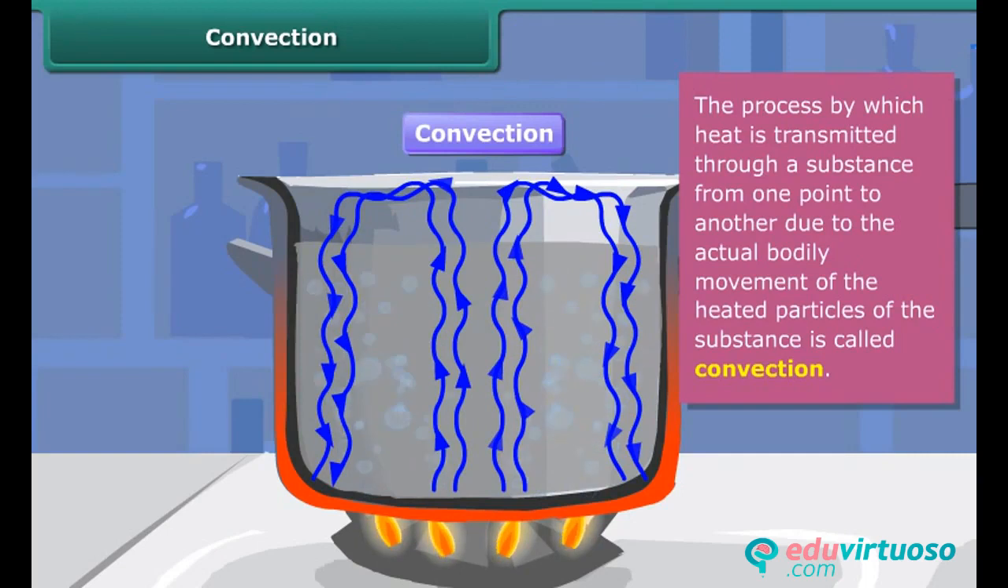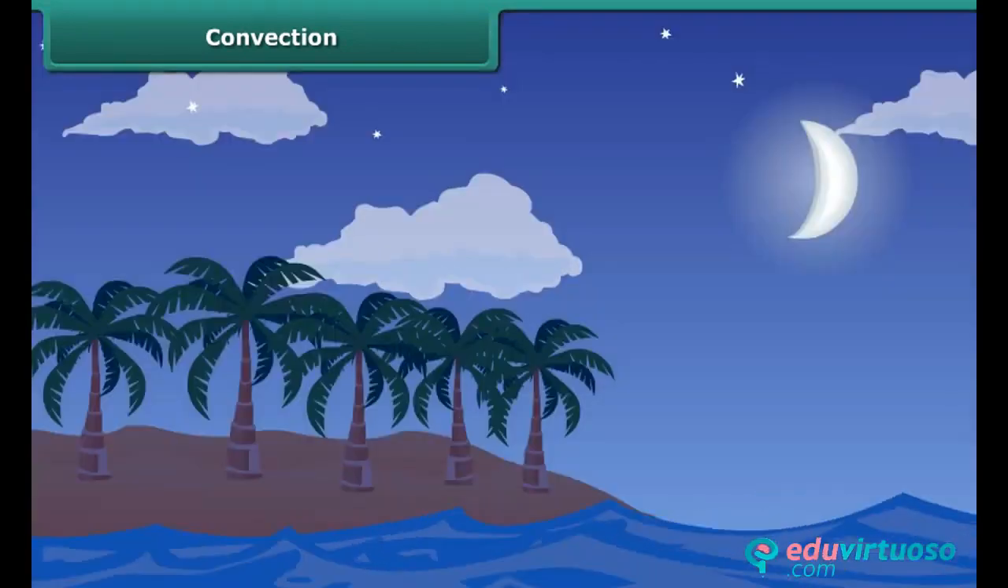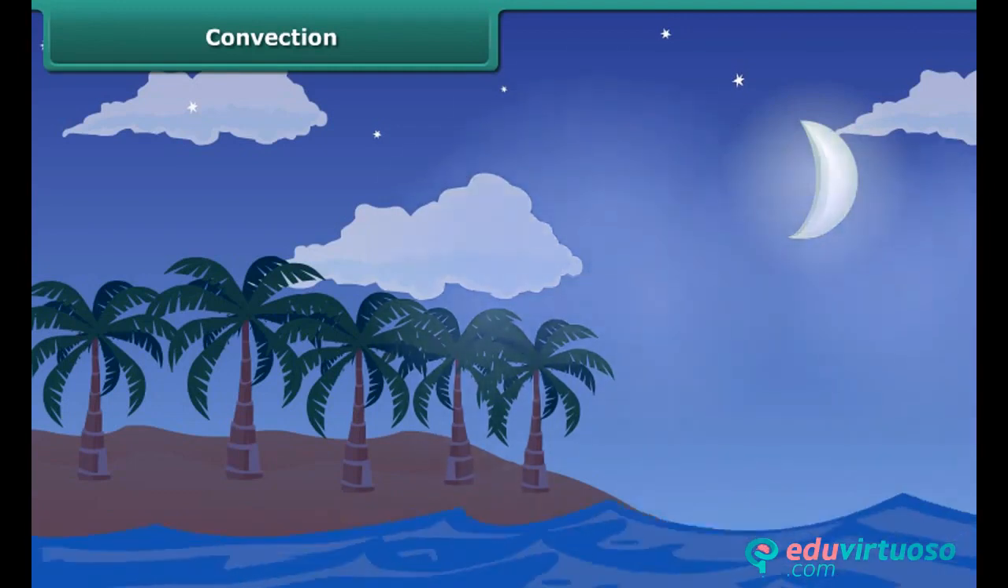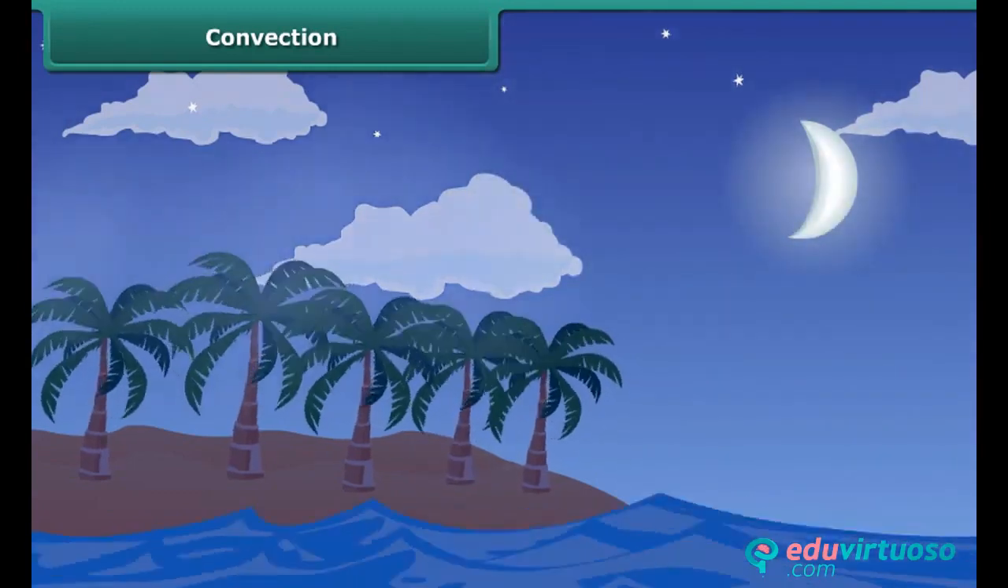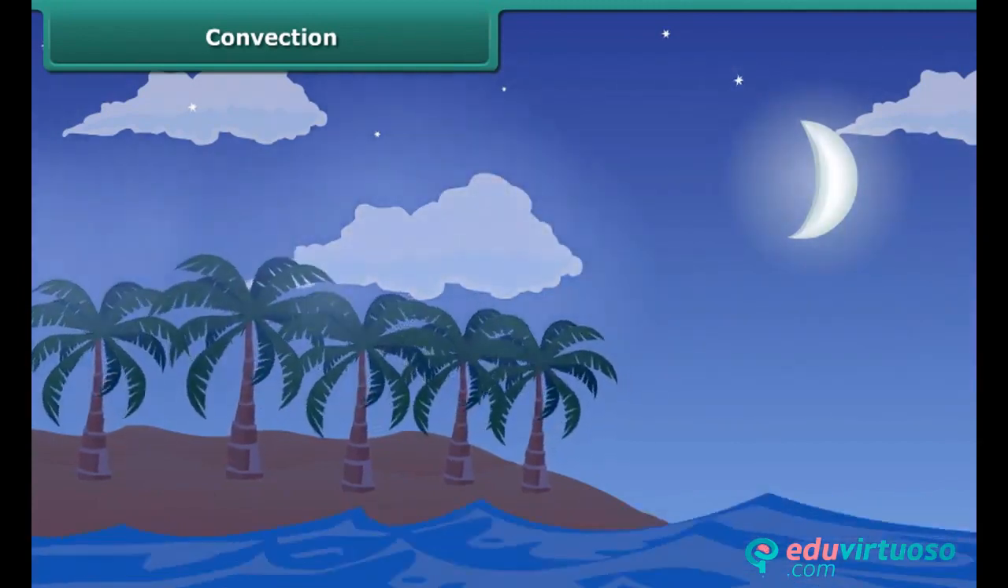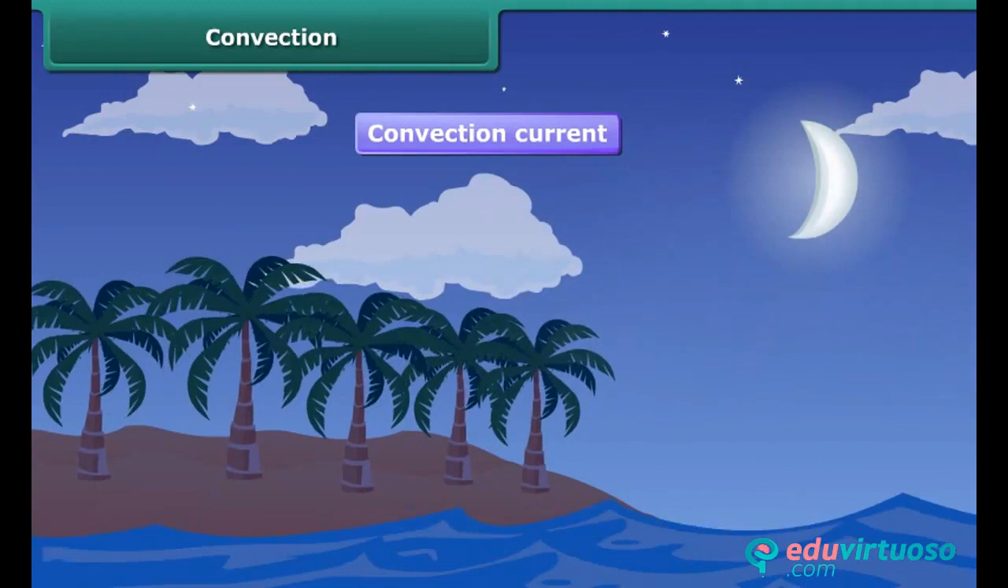Convection of heat takes place in fluids, that is, liquids and gases, and involves the movement of matter from hot regions to cooler regions. In convection, heat is carried by moving gases like air and by moving liquids like water. A movement of air which carries heat from a warmer place to a cooler place is called a convection current.